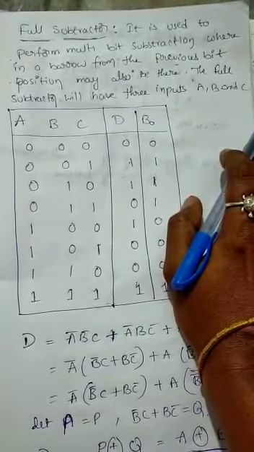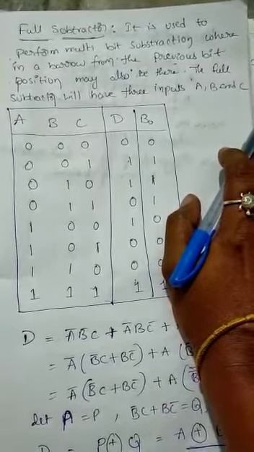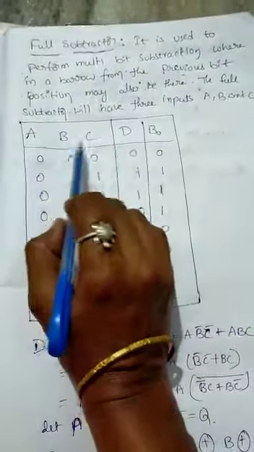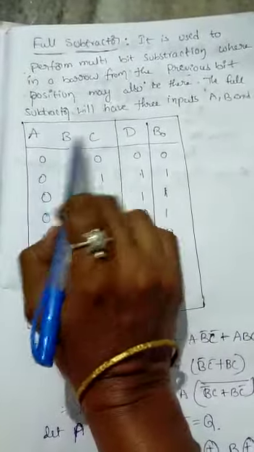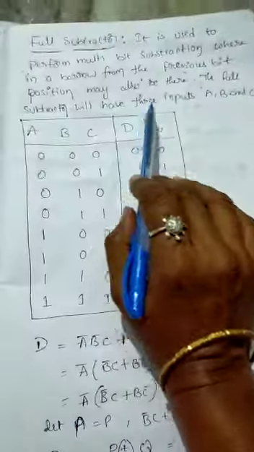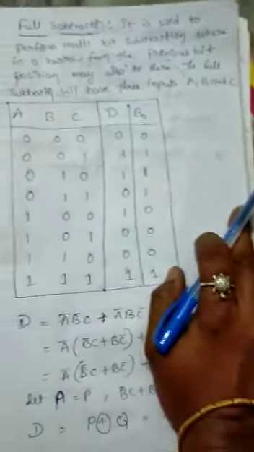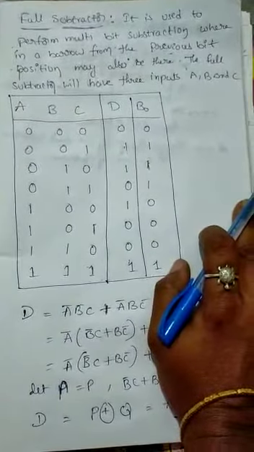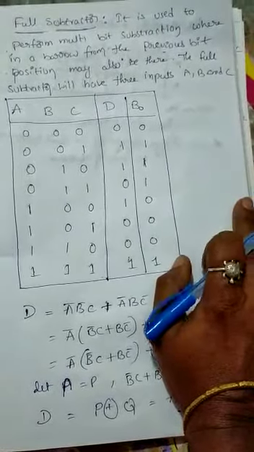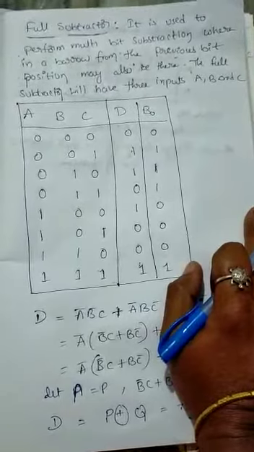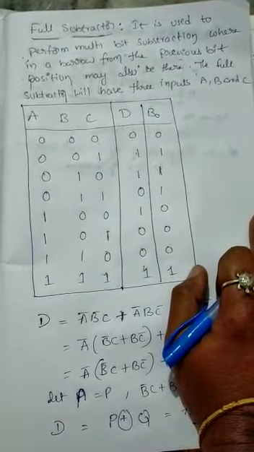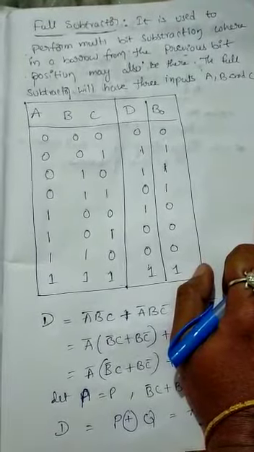Whereas in the borrow form, we take the previous bit. Actually, for these two, the borrow is considered as another bit. So the full subtractor will have three inputs, that is A, B and C, and we are getting the outputs D and Bout as usual. Here it is totally a 3-bit full subtractor we are representing.